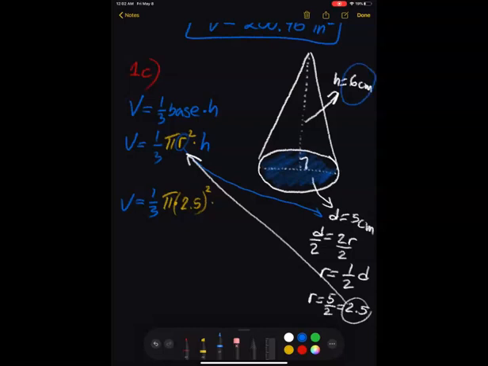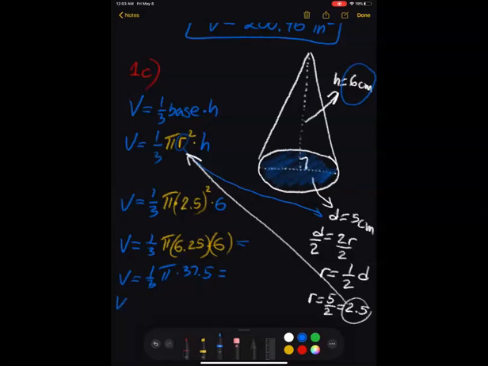Height is 6, times 6. Volume is equal to 1/3 times pi. What is 2.5 squared? 2.5 times 2.5 is 6.25, times 6. I'm going to put parentheses around it just so it's a little bit neater. Finally, volume is equal to 6.25 times 6, which is 37.5. So 1/3 pi times 37.5.